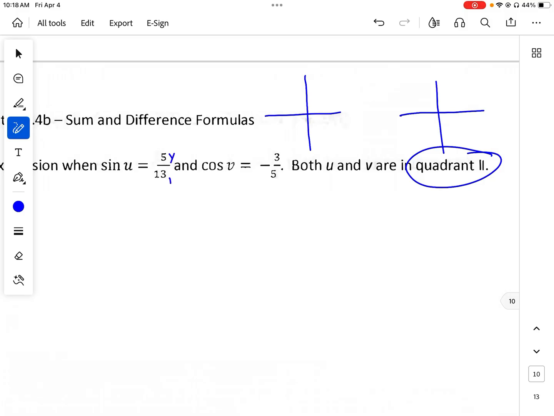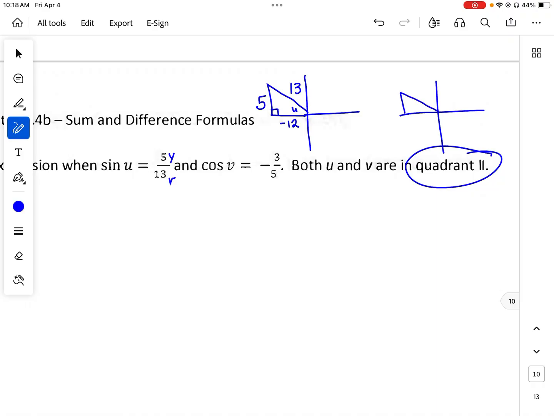So sine of u is y over r. So it's a right triangle in quadrant 2. Oh, I'm not going to do theta. Instead, I'm going to replace this with u. So 5 over 13. So we've got to find that missing side. If you know your Pythagorean triples, this would be 12. But since it's going negative, it's negative 12.